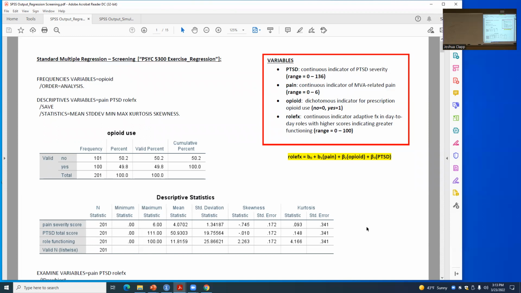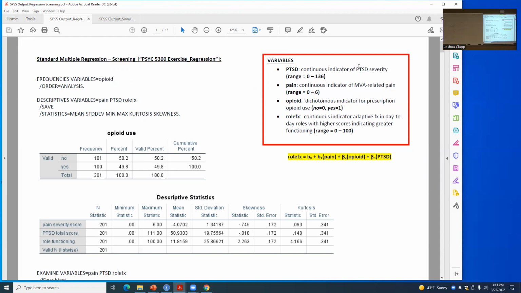And then we've got role functioning. This is an indicator of adaptive functioning. Higher scores indicate greater functioning, range 0 to 100. So what we're going to do is set up a regression model where we're predicting role functioning based on the best linear combination of pain, opioid use, and PTSD. If people have a sense for what we've got going on. Okay.